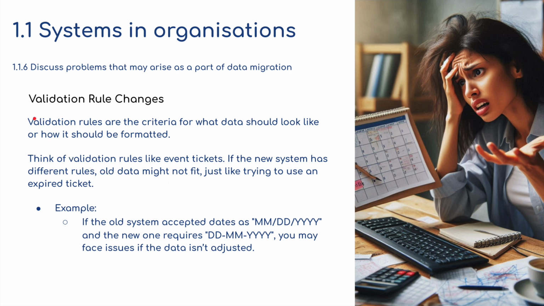So, validation rule changes. Validation rules are the criteria for what data should look like or how it should be formatted and displayed. Think of validation rules like event tickets. If the new system has different rules, old data might not fit, just like trying to use an expired ticket. An example here: if the old system accepts dates as month, day, and year, sort of an Americanized system, and the new system requires a sort of UK format, day, month and year, you may face issues if the data isn't adjusted, especially if you've got months that are single digits. If you've got the 9th of the 9th, how do you know which is the day and which is the month?